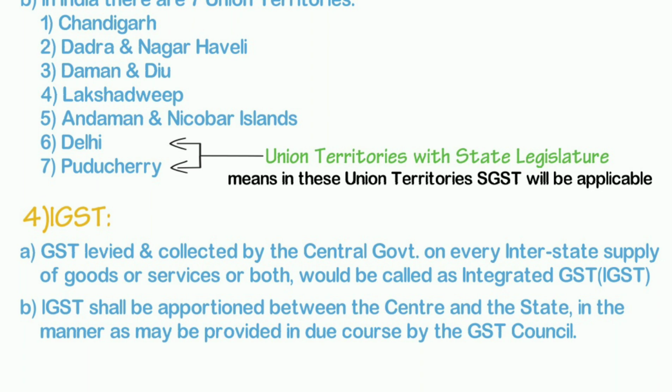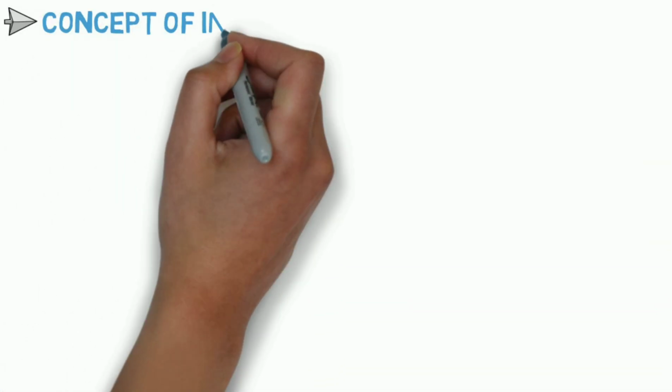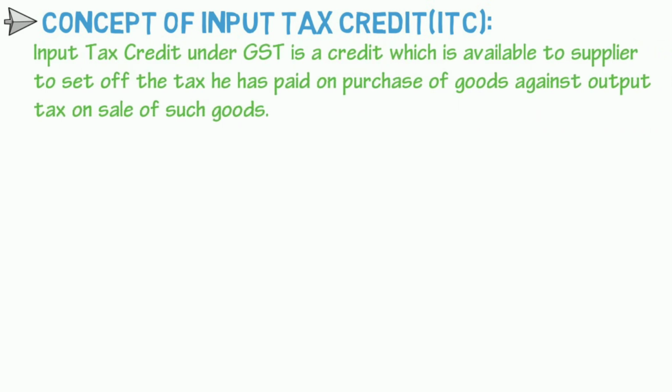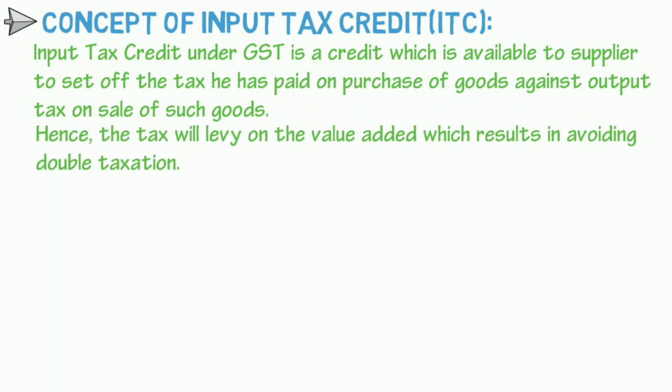Now, further, we move on to the concept of input tax credit. Input tax credit under GST means a credit which a supplier gets when he purchases some goods for further sale. When a supplier sells some goods, he has to pay output tax, and for paying off such tax, he can utilize the input tax credit which he had got on the purchase of goods. Such a system of input tax credit helps to levy GST only on the monetary value addition made to the item, avoiding double taxation, which is the very good part of input tax credit.